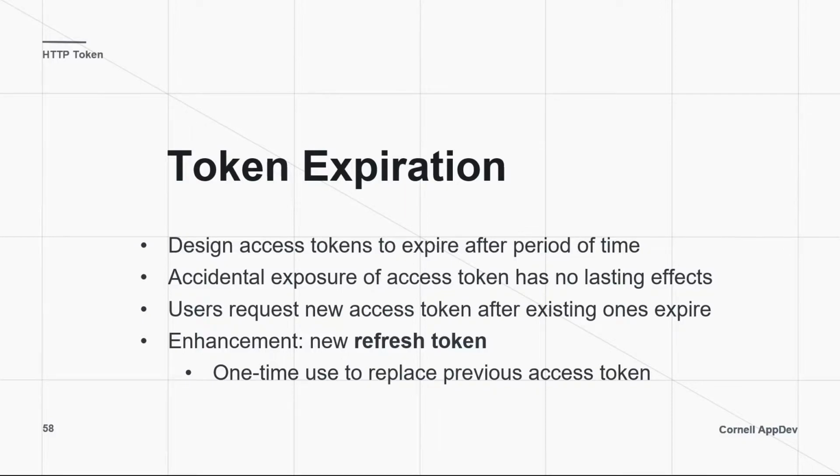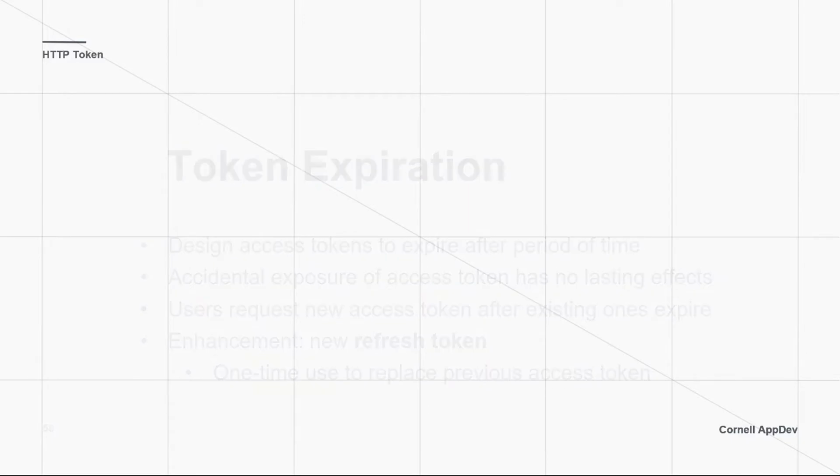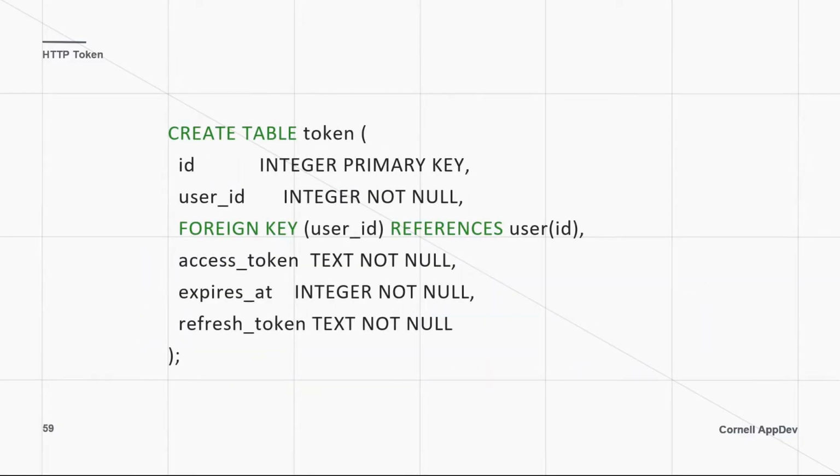And the idea of a refresh token is, hey, if the access token expires, they can then send the refresh token and request new tokens, right? So a diagram will probably help this. Yeah, you make a token table and it references the users. That's fine.